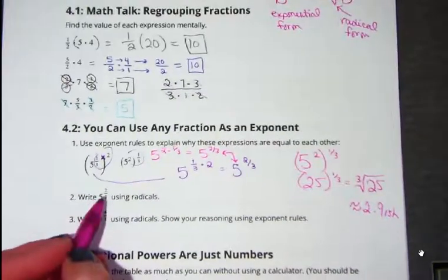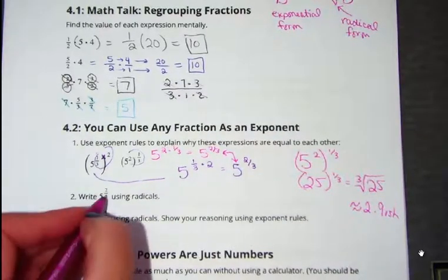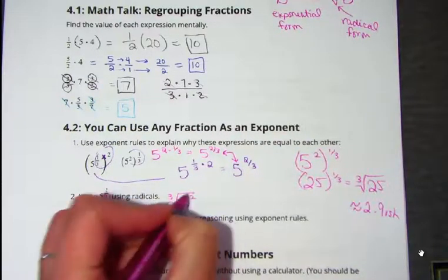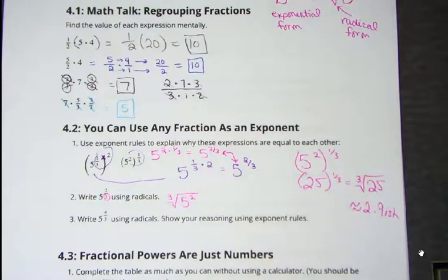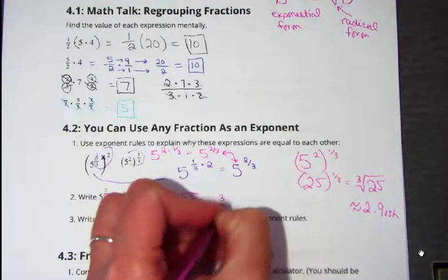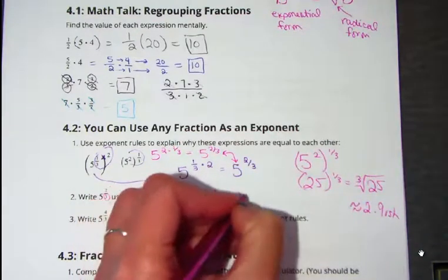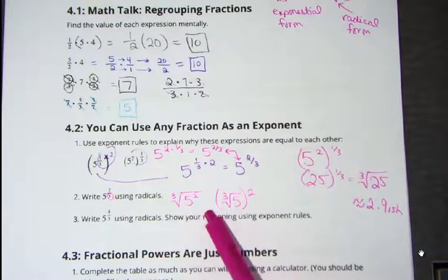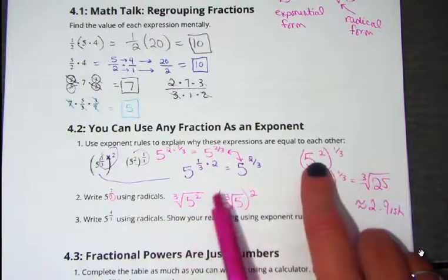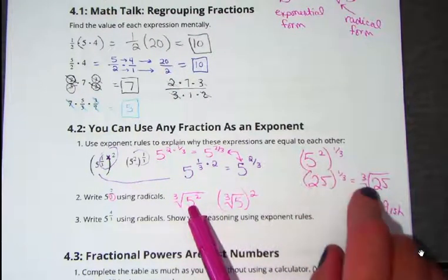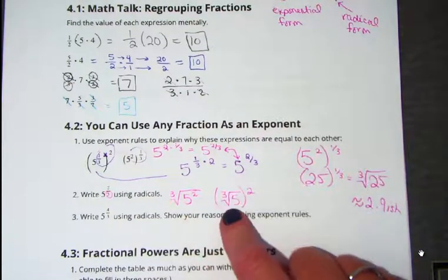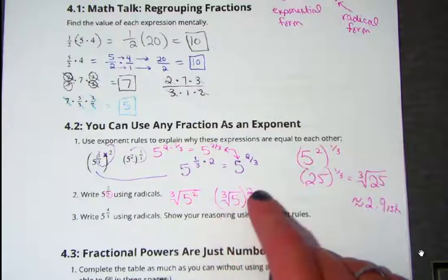So, to write 5 to the 2/3 using radicals, I would swing that denominator in front and say it was the third root of 5 squared. Or, I could write that it is the cube root of 5 squared, because these two things mean the same. I can square it first and then take the cube root of it. That would look like this, or this. Or I can cube root it first and then square it.